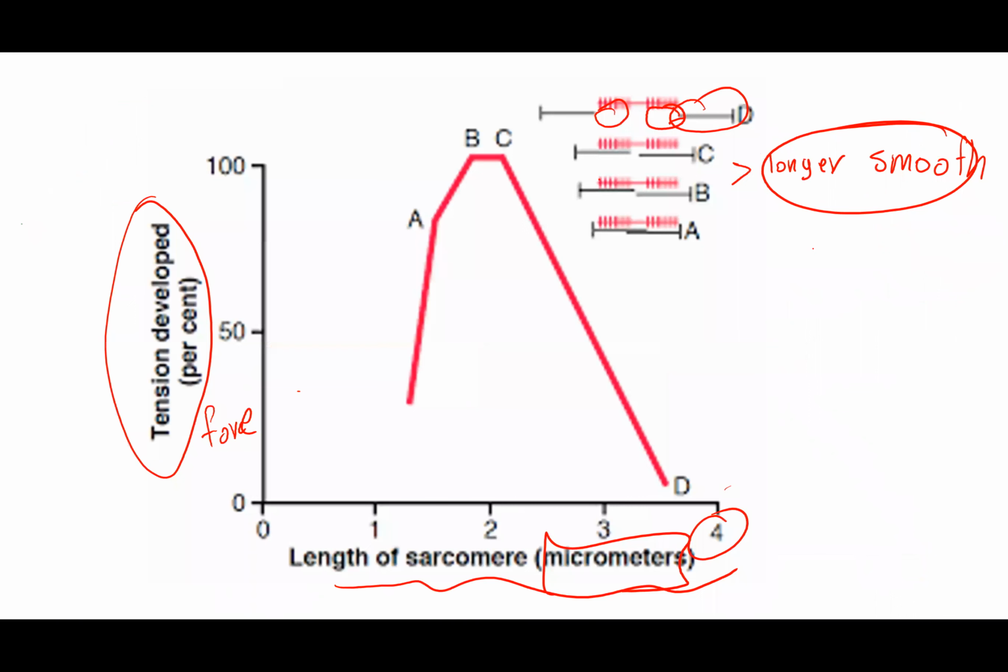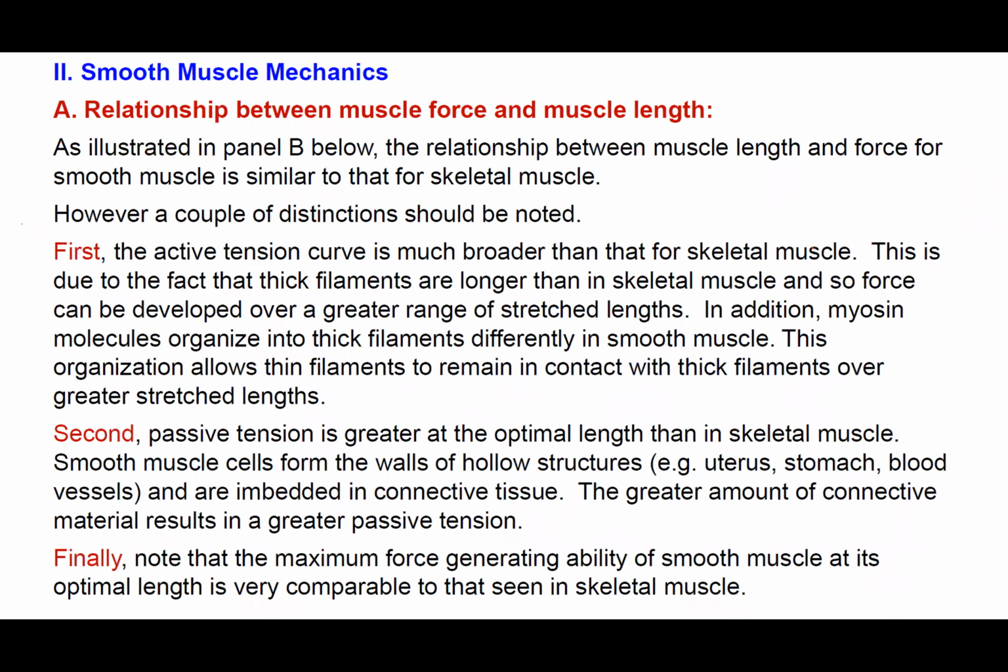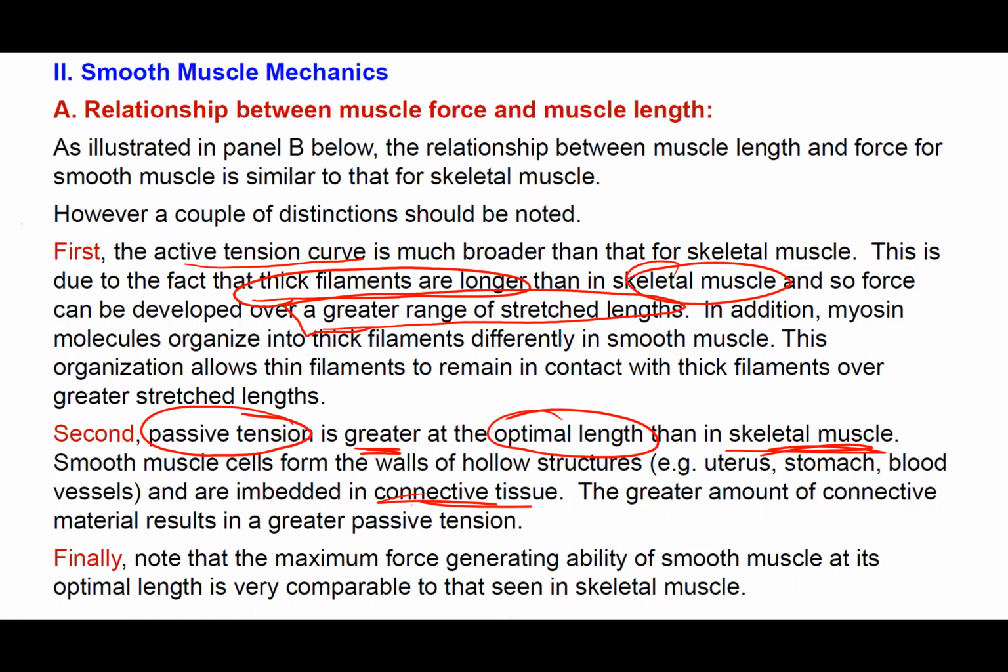Let me just read it out for you right here. First off, the active tension of the curve over here is over a greater range. The reason is because the thick filaments are longer than in skeletal muscle. The second thing is that the passive tension is greater at the optimal length than in skeletal muscle. Why? Because of the connective tissue. More connective tissue, more passive tension.